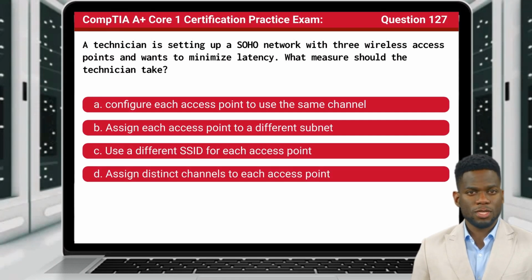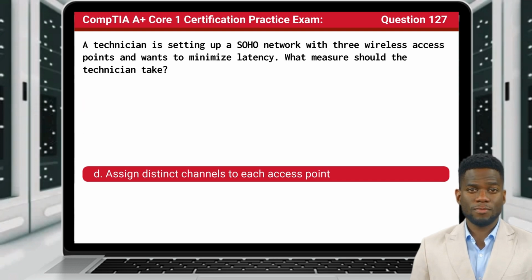Question 127. A technician is setting up a SOHO network with 3 wireless access points and wants to minimize latency. What measures should the technician take? The answer is D. Assign distinct channels to each access point.